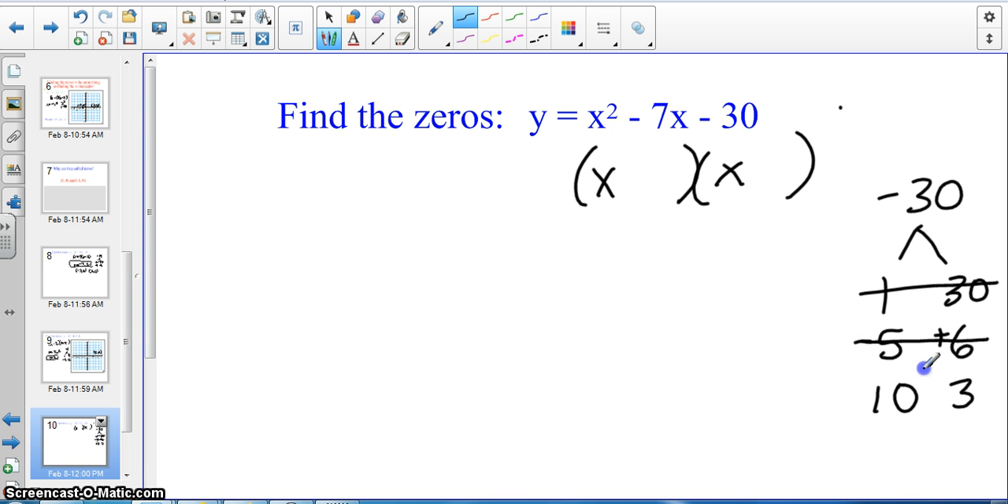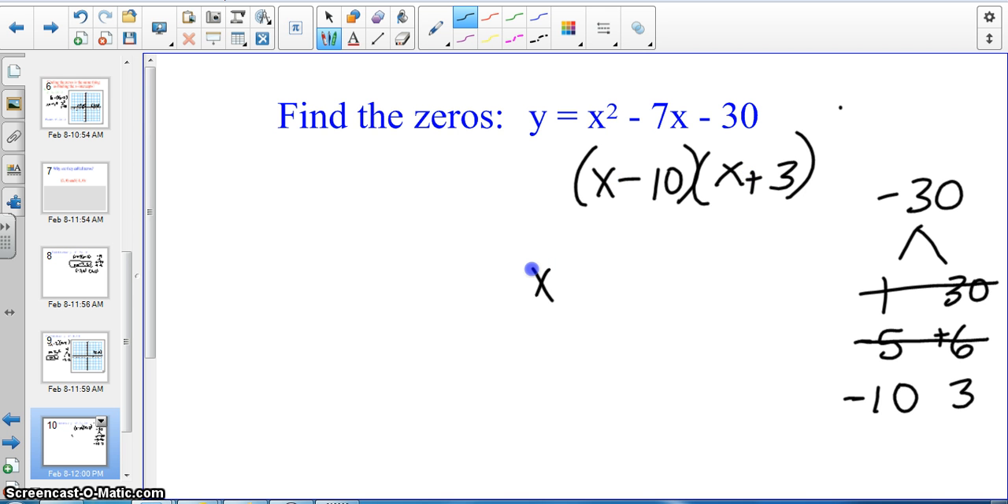How can you configure this so that when you multiply both of them, you get a negative, and then when you add them, you get a negative 7? Try negative 10 plus 3. Negative 10 plus 3 is negative 7. There we go.